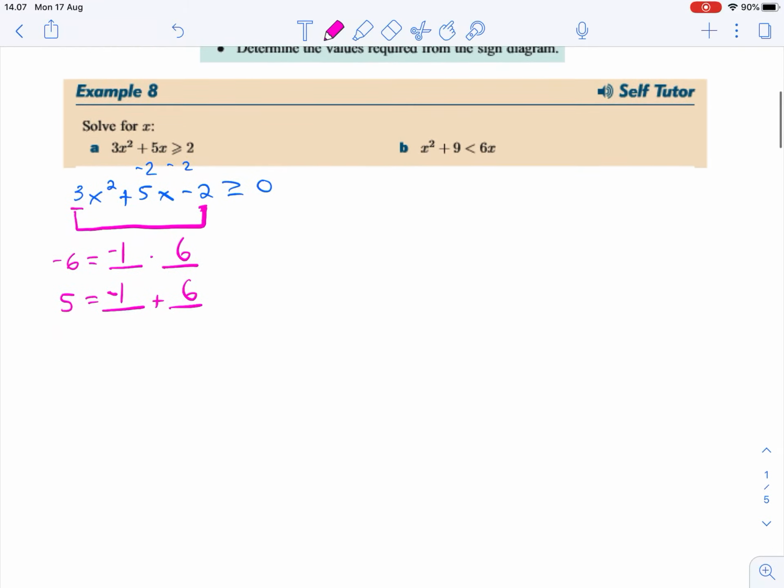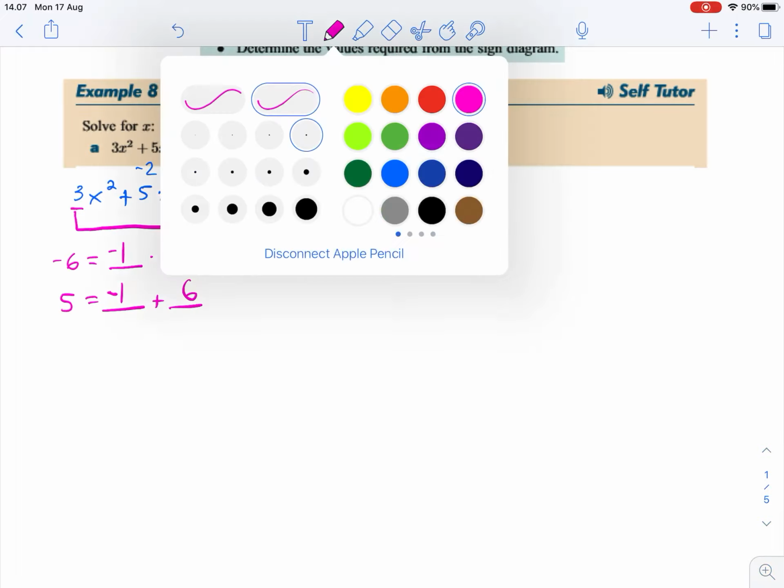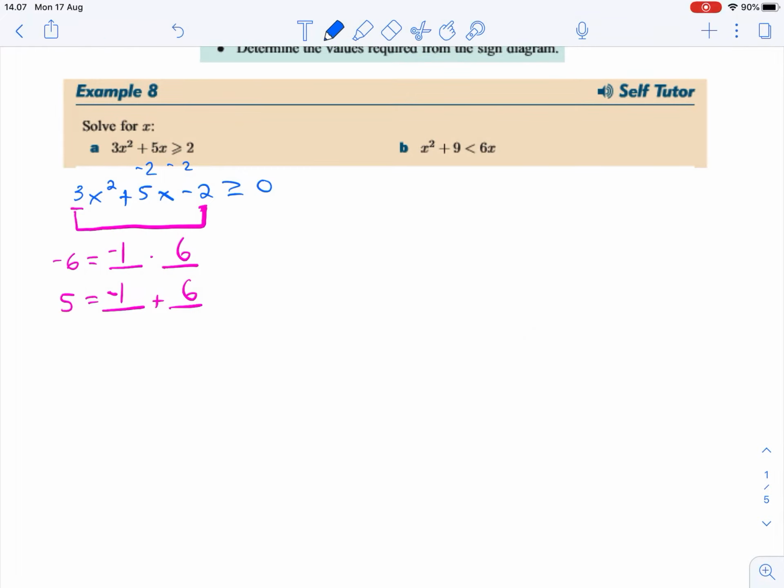So we can factor our expression. I'm going to rewrite this now. Instead of writing 5x, I'm going to write negative 1x plus 6x. That's the same as 5x. Minus 2 is greater than or equal to 0. I haven't changed the value of the expression, just rewritten it.